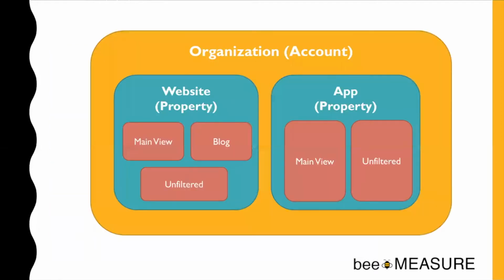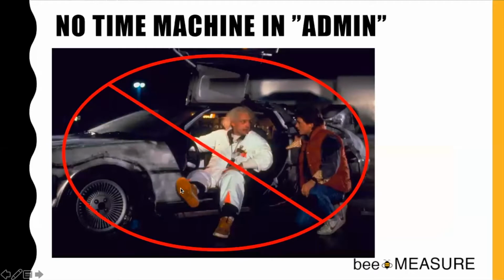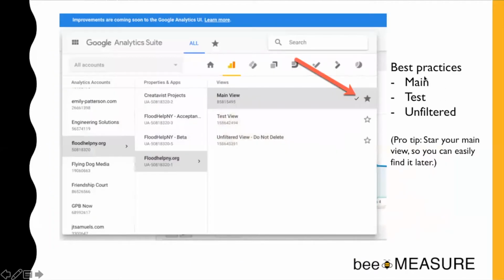That's why I recommend setting up, I usually call it main view and unfiltered view. That way, if you put some filters, you do some stuff to your main view and it doesn't work quite the way you want, you always have your backup. That's your unfiltered view. Actually, I have a slide to that. So I like to do main, test, and unfiltered. That way your main is where you're getting your data that you probably report out to your organization. Unfiltered is your backup, and test is where you can try out new things.